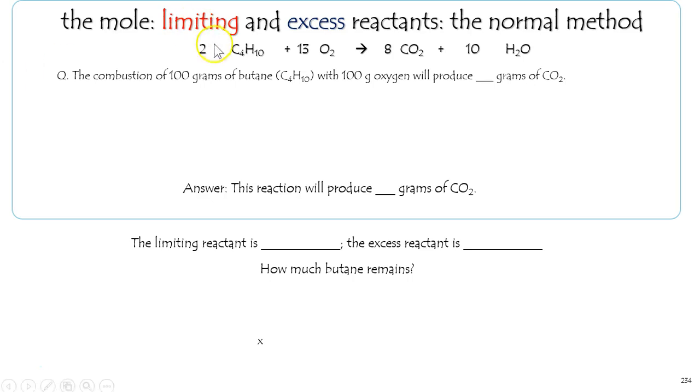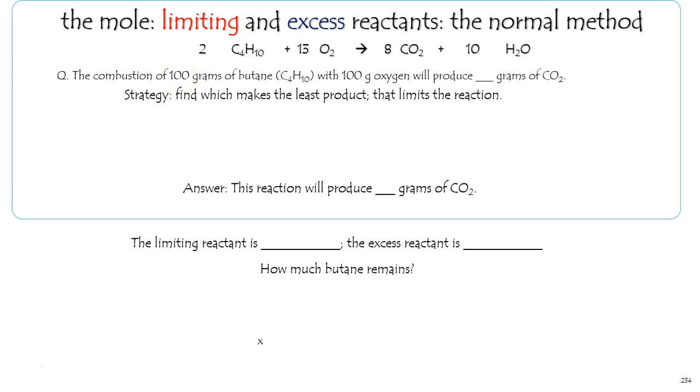We're burning butane. We know that it combines with oxygen, it makes carbon dioxide and water, and the question is, if I burn 100 grams of butane and I have 100 grams of oxygen, how many grams of carbon dioxide will it make? Well, the thing you recognize about this is number one, it's a gram-to-gram problem. That's a three-step problem. It also gives the amounts of each, therefore it's a limiting reactant problem. We have to find out which one will run out first.